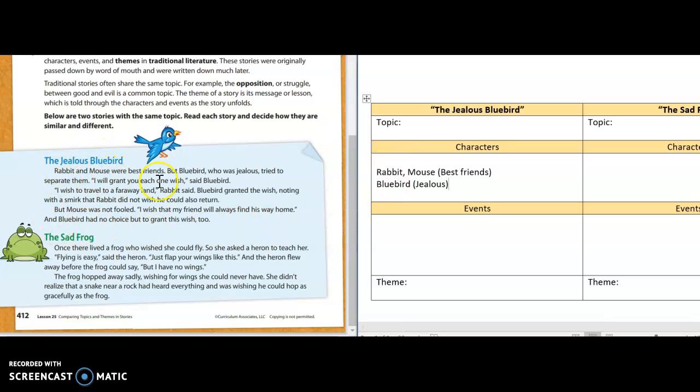Let's continue reading. But Bluebird, who was jealous, tried to separate them. "I will grant you each one wish," said Bluebird.